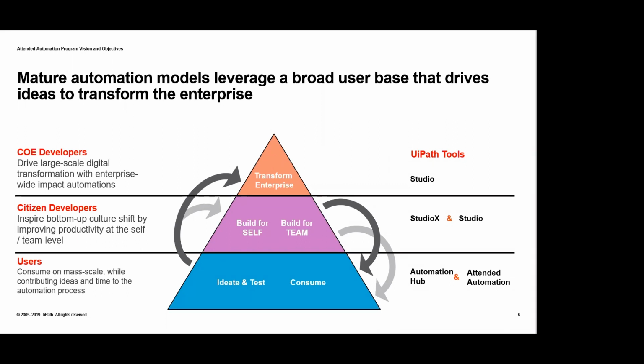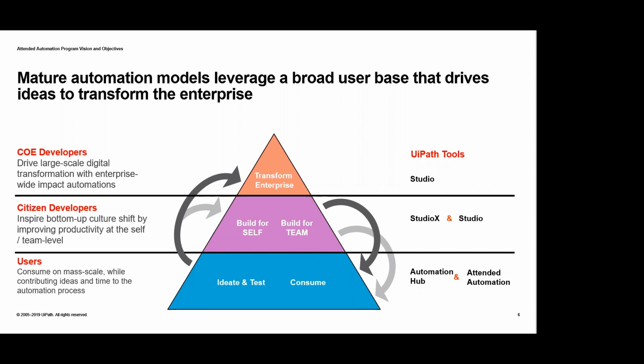So here we go. In a typical citizen development program, we have the COE developers, the citizen developers, and the users or consumers of automations. And together they form this broad user base that drives ideas to transform the enterprise. In each layer of this pyramid, each of these groups serves a particular purpose, and there are respective UiPath tools that are the best fit for that group to serve that purpose.